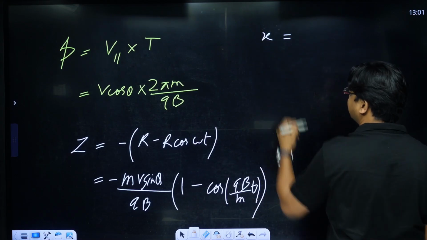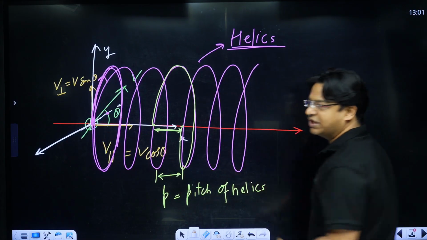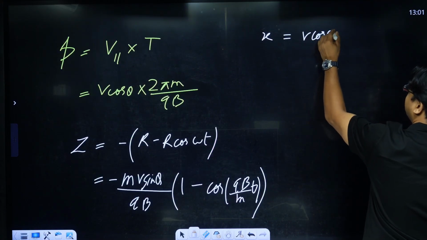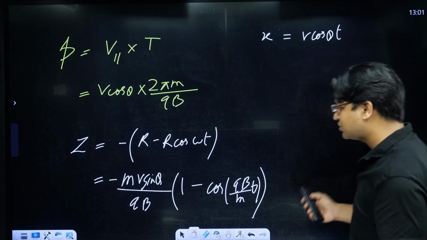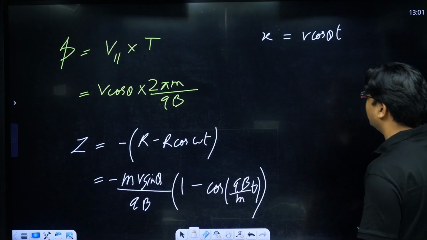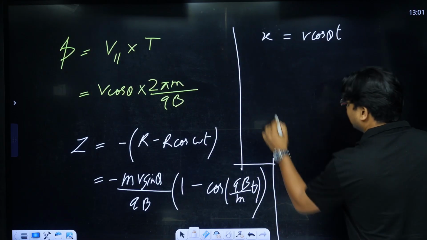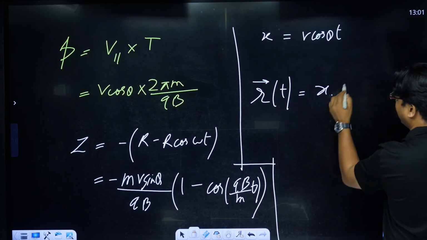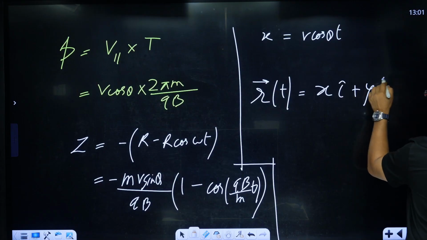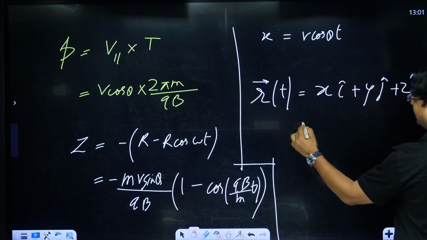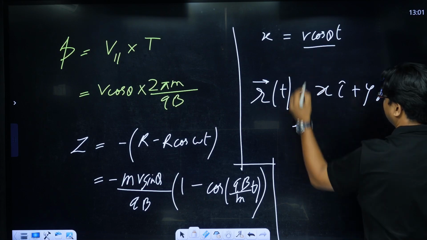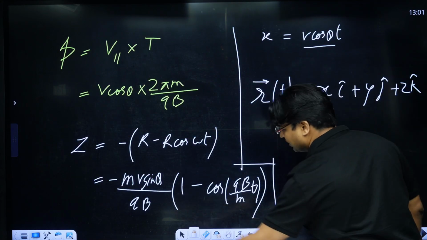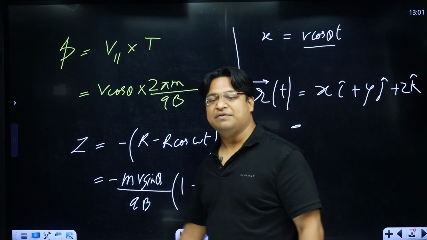Now the x coordinate is pretty simple. The particle is traveling along the x direction with a constant velocity of v cos theta. So it would be v cos theta into time. So we have written the x coordinate, the y coordinate, and the z coordinate, which also means that we are now in a position to write the position vector as a function of time. We will write x i cap plus y j cap plus z k cap. x can be substituted from here, y from here, and z from here. So we obtain the r vector as a function of time.